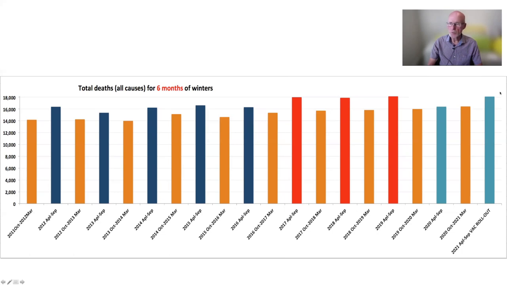But again, this winter was very similar to these three winters. These three winters probably had a lot of flu. This winter had no flu. Again, why the extra deaths? And that's, as you can see down there, the rollout period.